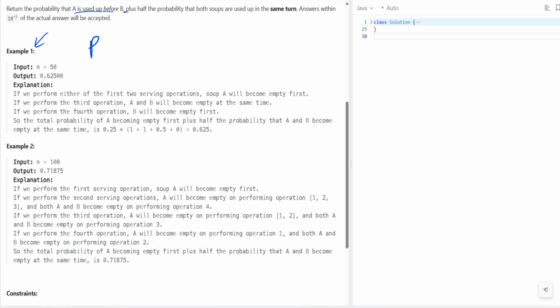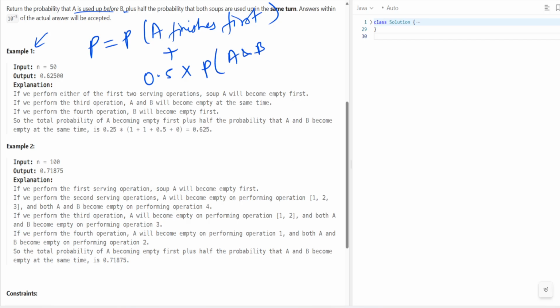Means if we represent what we have to return, the total probability is the probability that A finishes first, plus 0.5 times the probability that A and B finish together. This is the output we have here, and we have to return it.